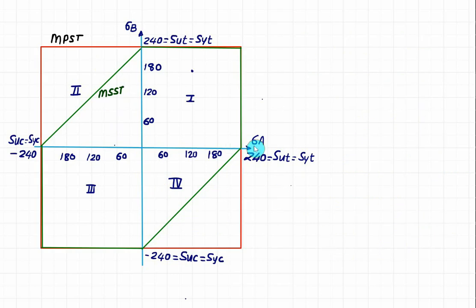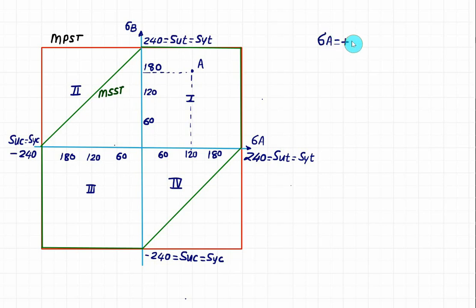Suppose both principal stresses sigma A and sigma B are positive, or both principal stresses are negative. In that case the factor of safety given by the maximum shear stress theory MSST and the maximum principal stress theory MPST are one and the same. To prove this, we'll take this point equal to A, and this time the value of sigma A is positive 120 and sigma B is equal to positive 180.